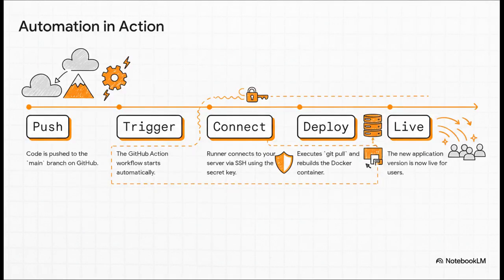You make a change, you commit it, you type git push origin main, and you're done. You can literally go grab a coffee. So what's happening behind the scenes the second you hit enter? Well, your push triggers the GitHub action. A virtual machine spins up, it grabs your code, uses that secret private key to securely log into your server, and then just runs the commands you put in your recipe. And just like that, within seconds, your new code is live for the world to see.